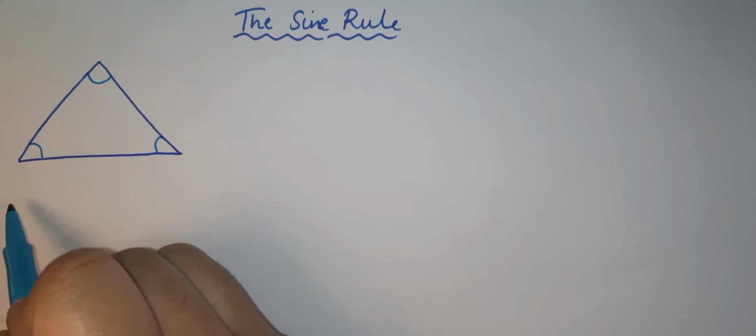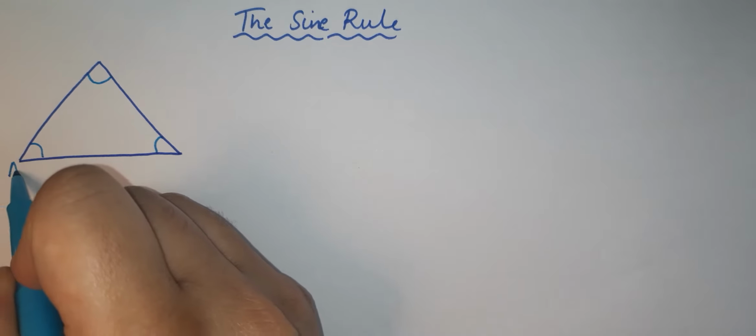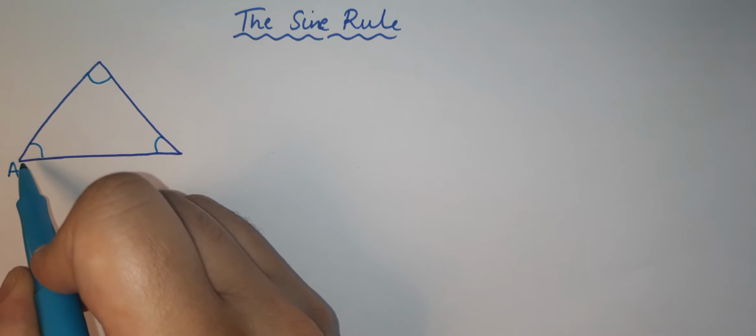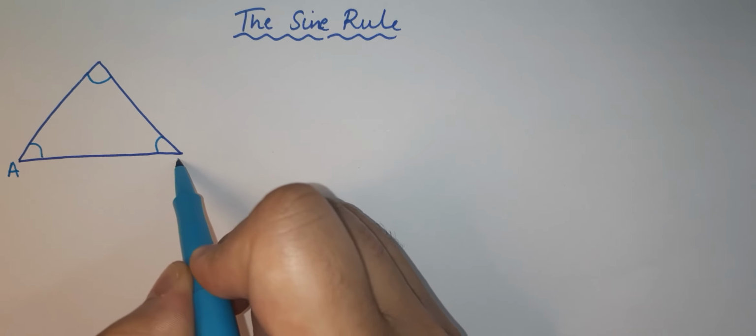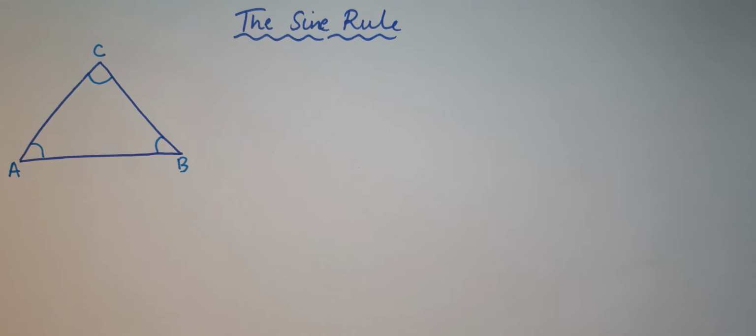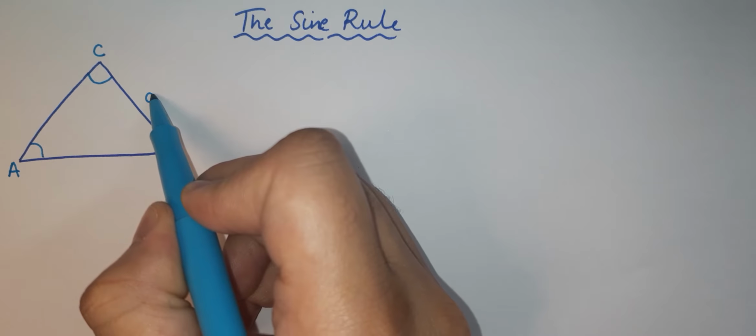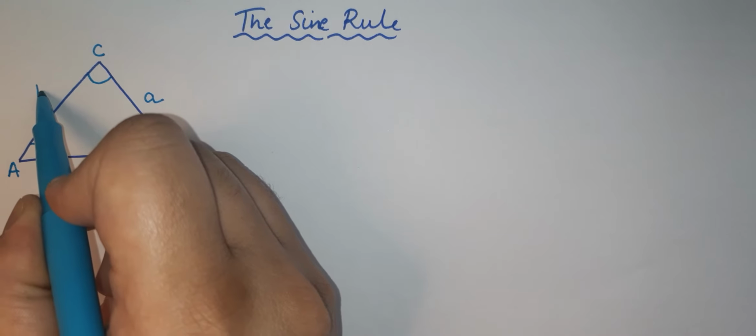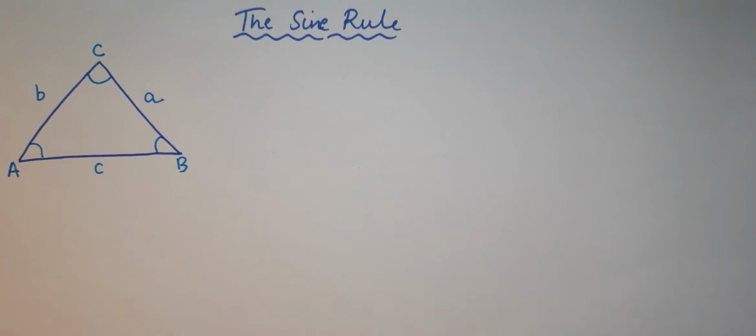So if I show you, if we label this angle A, this angle B, and this angle C, the lengths correspond to those letters, but in a lowercase version. So this length over here would be lowercase a, this length would be lowercase b, and this length over here would be lowercase c. Now it's very, very important that you get your labeling correct so you can use the formulas properly. So that is just how we label the triangle. That's the first part of using the sine rule.